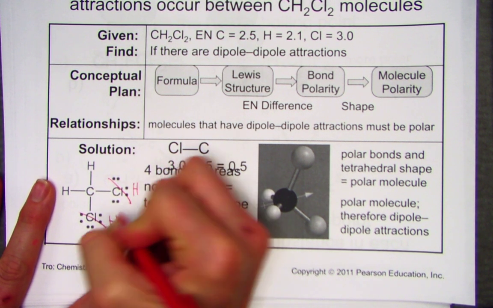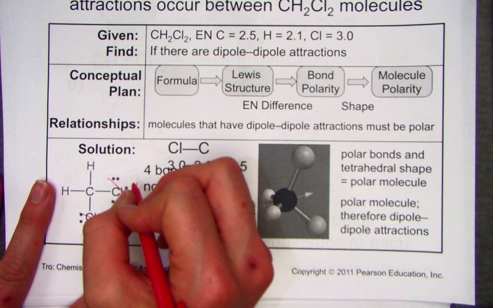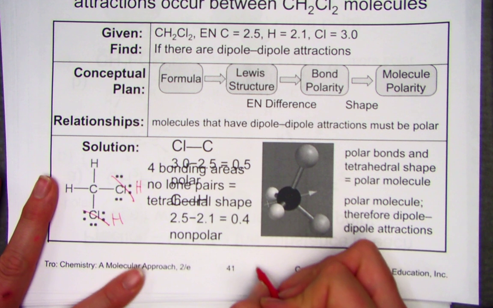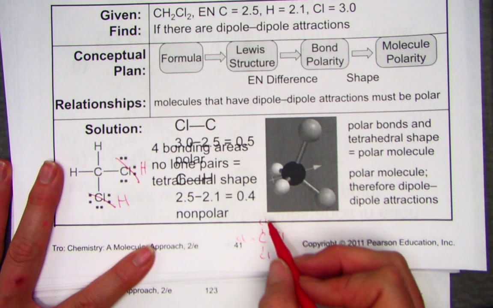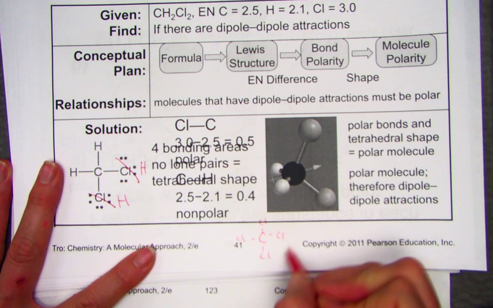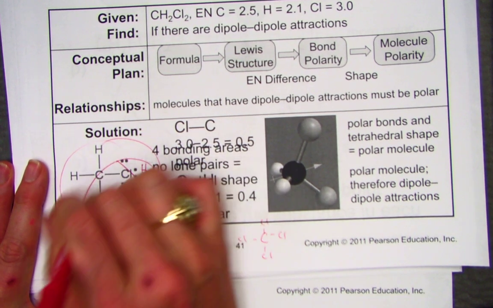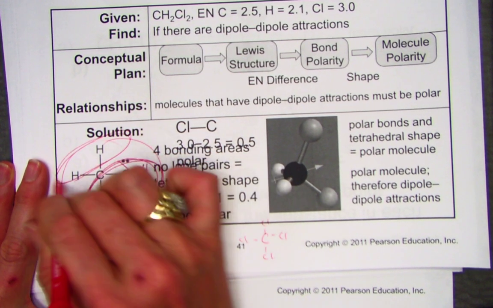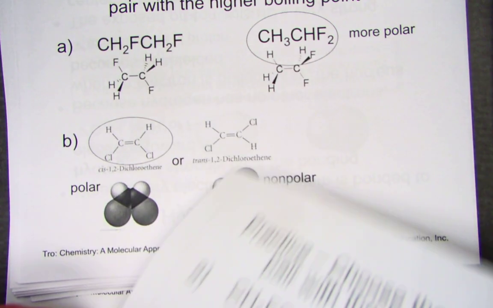If I replace these chlorines with hydrogens, perfectly symmetrical, no dipole-dipole, it's nonpolar. If I did a carbon tetrachloride and made all of the bonds going back to carbon chlorines, perfectly symmetrical, it's nonpolar, so no dipole-dipole. But the original picture clearly showed an area of negative and an area of positive, making it a polar molecule, so yes, dipole-dipole.